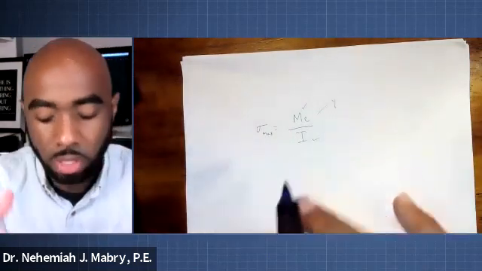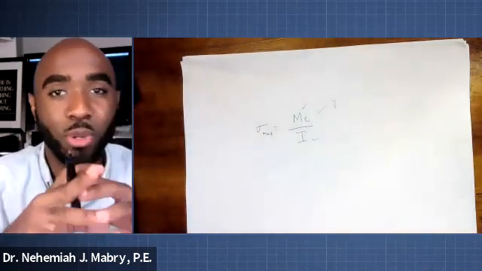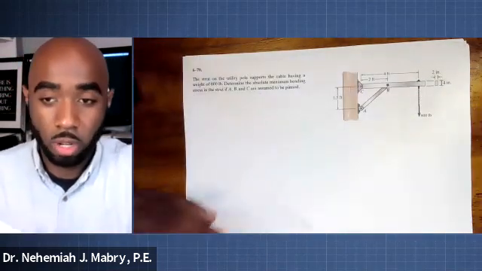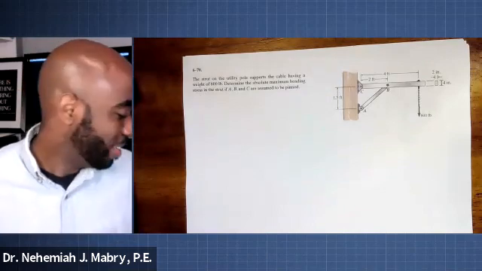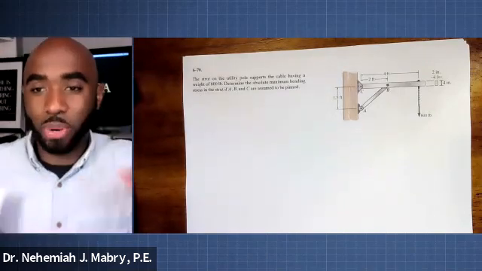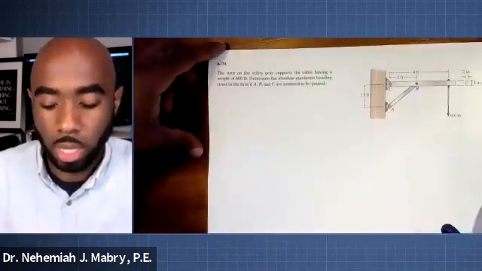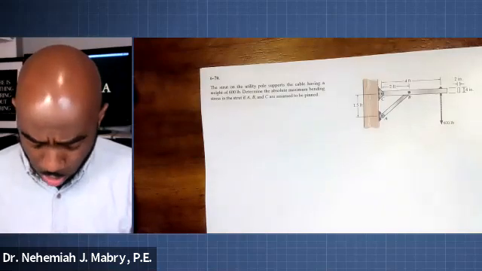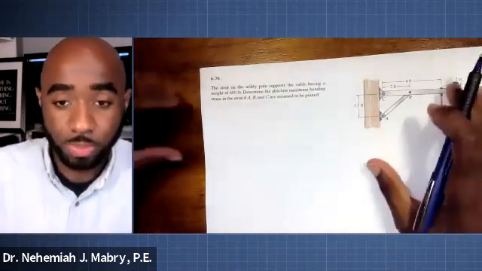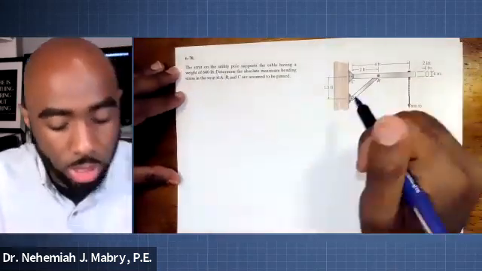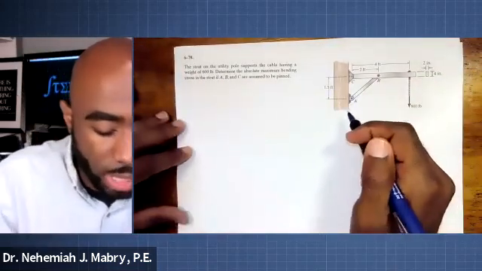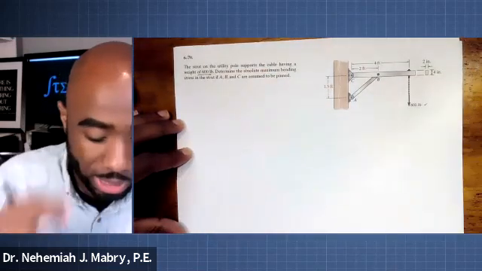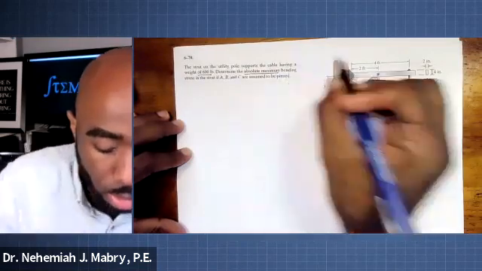But in order to use this, sometimes we're going to have to plot our moment diagram. So to start things off, we're going to look right here. Got something for you, that's right, we got some printouts, and we're going to go with problem number 670. It says, the strut on the utility pole supports a cable having a weight of 600 pounds. So 600 pounds is what we have here in this weight. Determine the absolute maximum. All right, we know what that is.